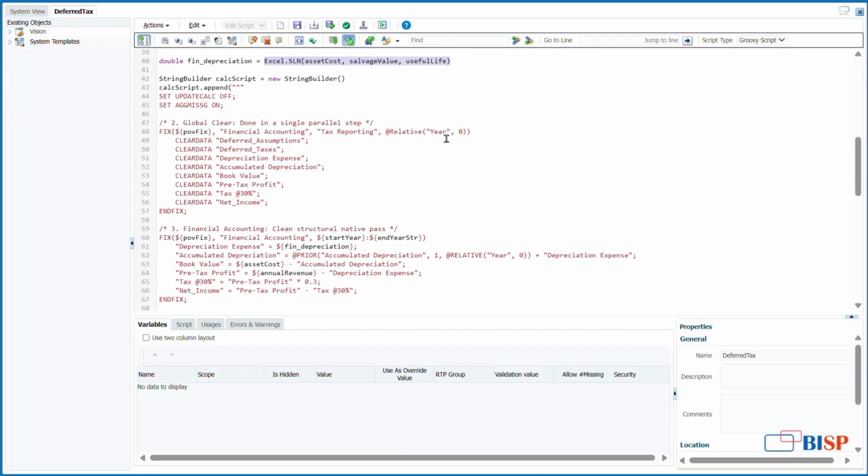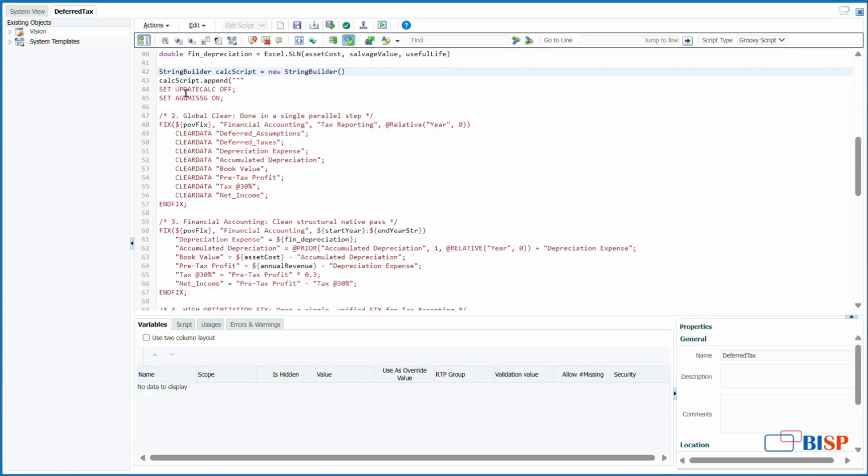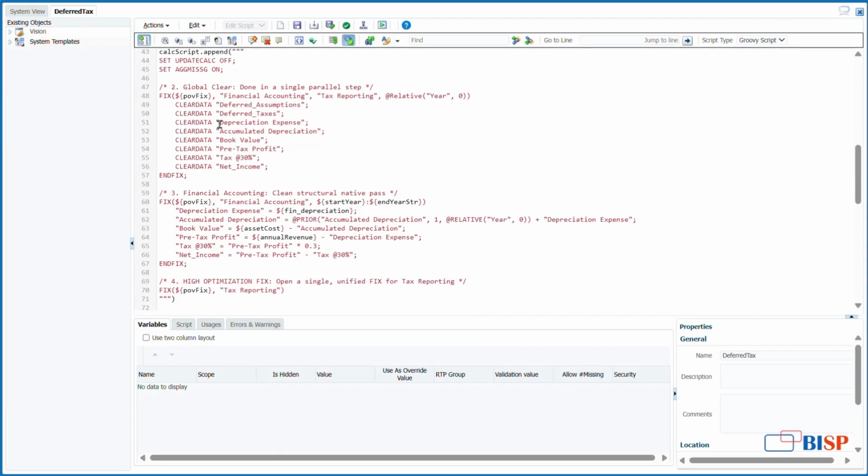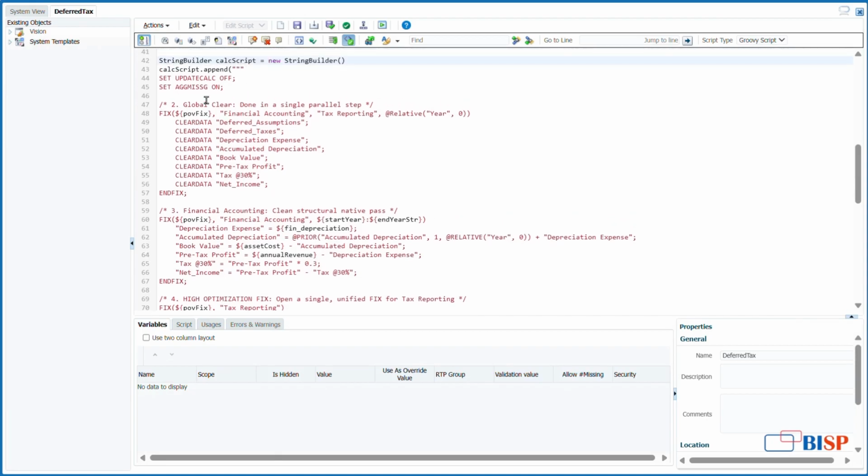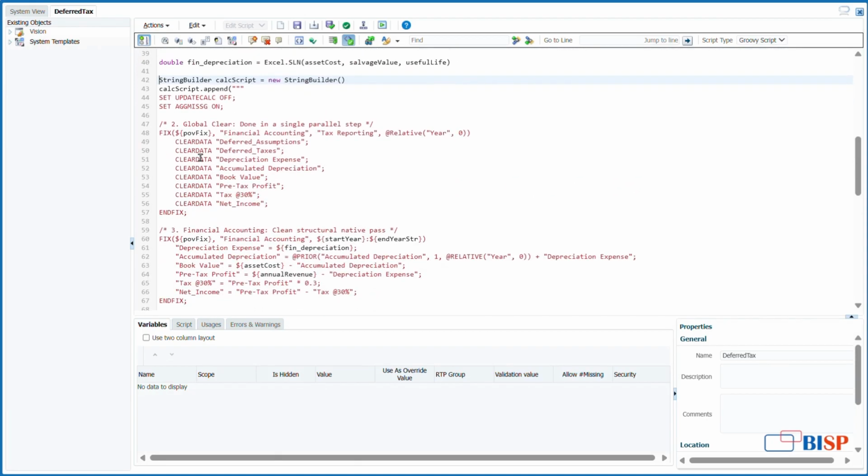Now comes one of the most powerful features of Groovy. Instead of executing multiple small calculations, we are dynamically building a single calculation script using a string builder. Once the script is fully prepared, Oracle executes it as one optimized calculation. This approach is significantly faster than updating cells one by one.